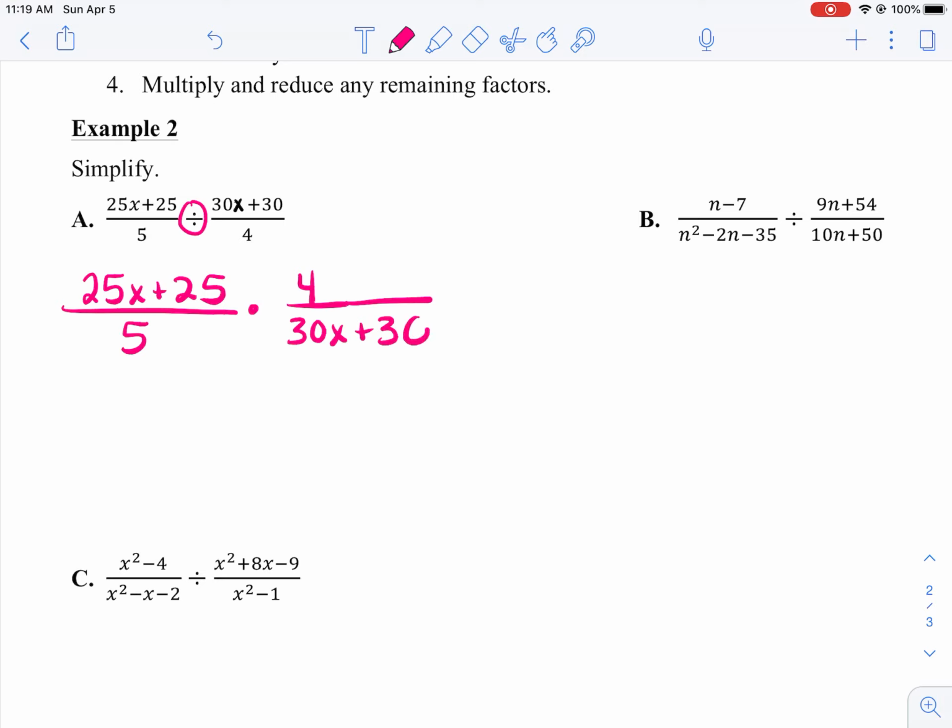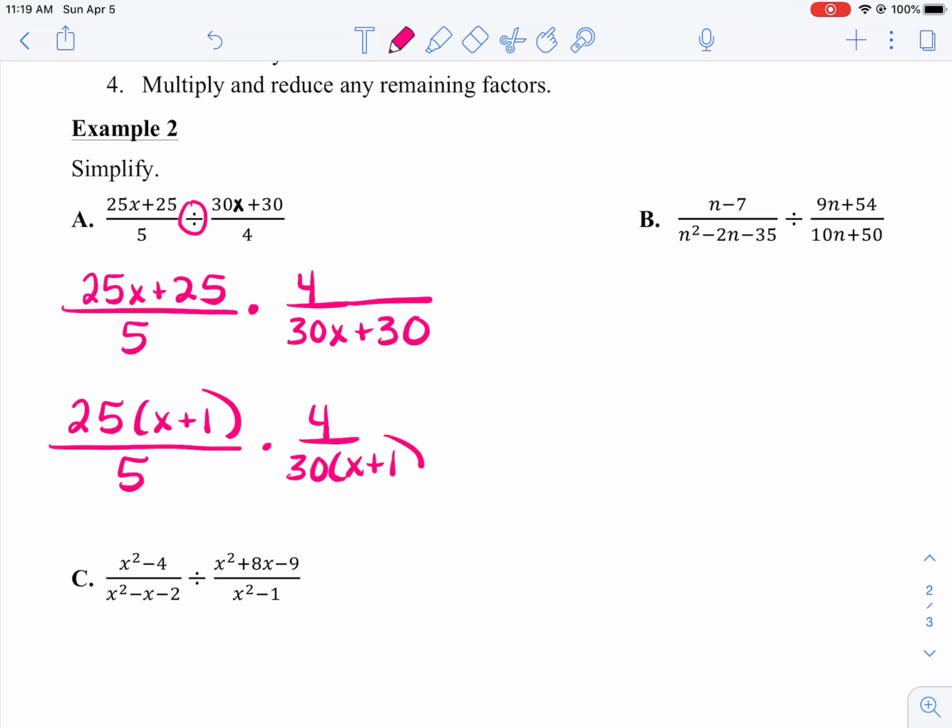So this is 30x plus 30. Okay, so once we keep, change, flip, now we're going to factor. So notice we have a GCF in the first numerator. We could take out a 25, and we're left with x plus 1. And then we could take out a 30, and we're left with x plus 1. Okay, so now we can cross out the x plus 1s.